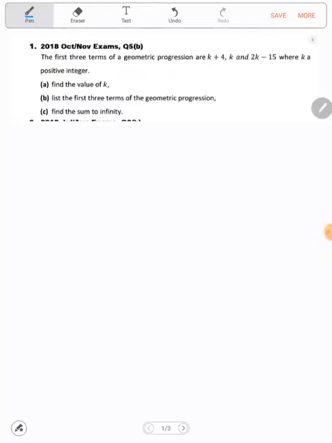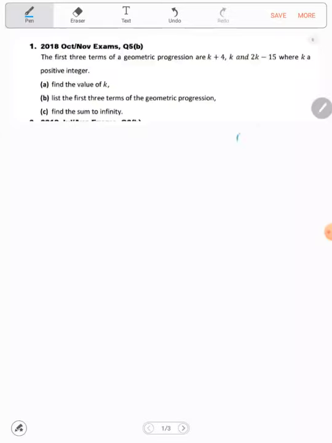In this video, we'll be looking at geometric progression that comes in paper 2. I have this question from 2018 which says the first three terms of the GP are k plus 4, k, 2k minus 15, where k is a positive integer. That means if you find your answer k to be negative, that isn't the answer you're looking for, its answer is positive. Find the value of k.